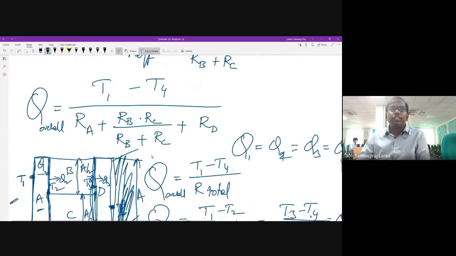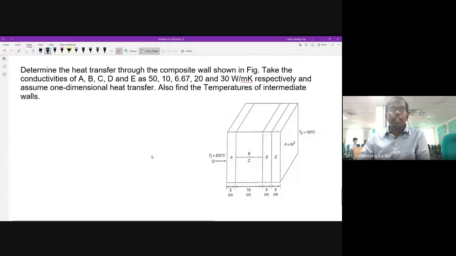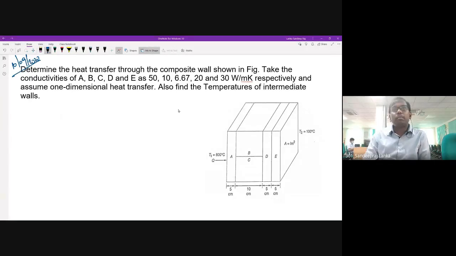Now we will take a problem here. I have inserted this problem here. Today is 10th, 10/09/2020. So this is a problem given here. Here you can see a composite wall. Once we see a composite wall, what we should do is look into its resistance circuit. Once we are in a position to draw its resistance circuit properly, you can solve the problem very easily.